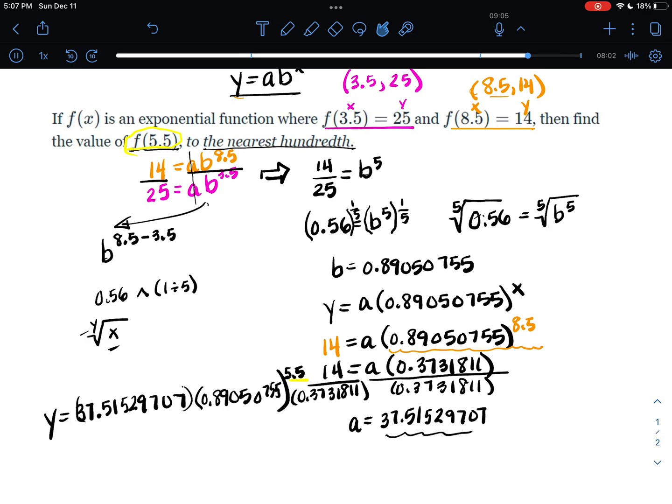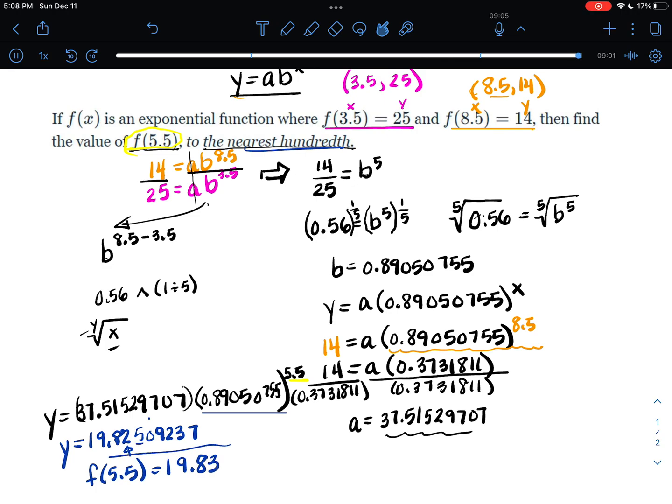When I put those into my calculator, first doing my PEMDAS rule of doing this part first, 0.89050755 to the 5.5 power, and then multiplying by the 37.51529707, my y value comes out to 19.82509237. Now I'm going to round it to the nearest hundredth. Rounding to the nearest hundredth, f of 5.5 gives me 19.83, because of the 5 that's next to it. And that is my final answer.